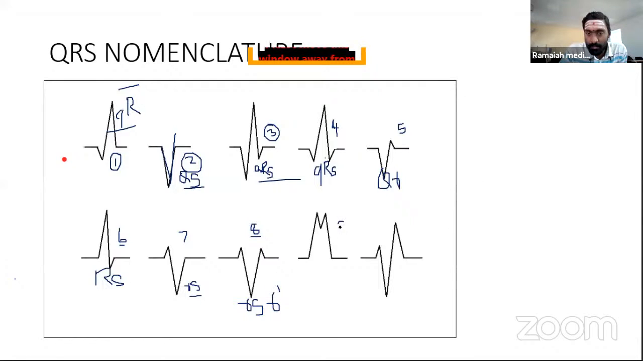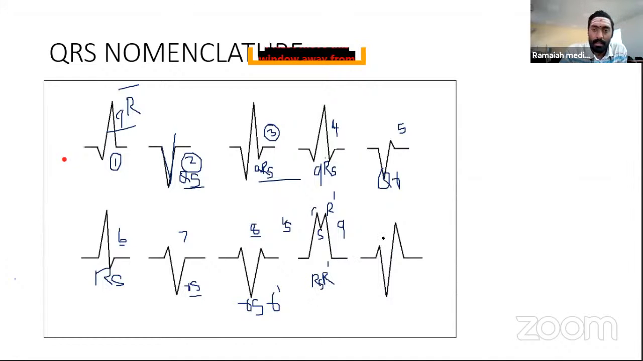What about the 9th one? Someone has already written R dash, correct. Q won't come here. If the negative deflection is the first to begin with, you call it a Q. If you already have an R wave, you have to call any negative deflection after that an S wave. So this can be called a small RS R dash.